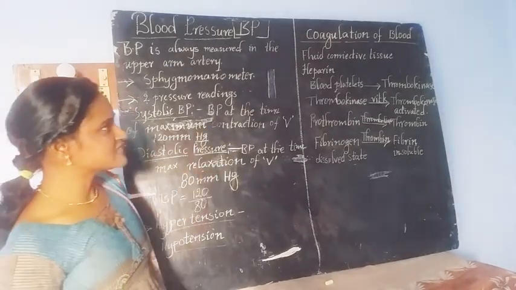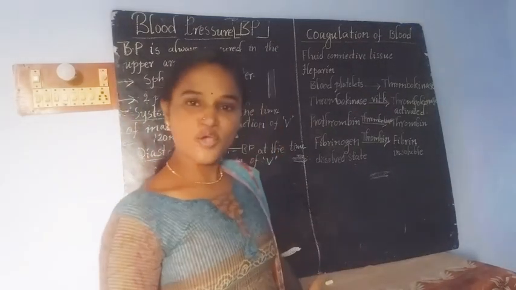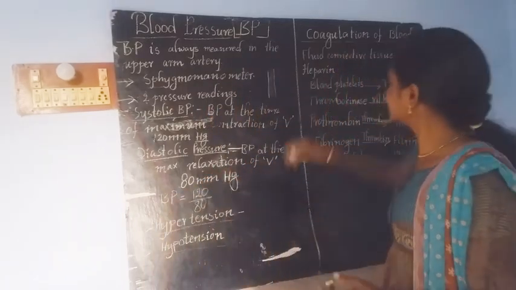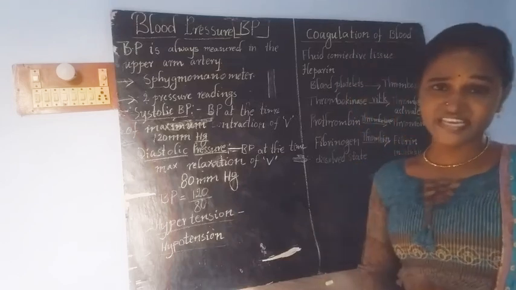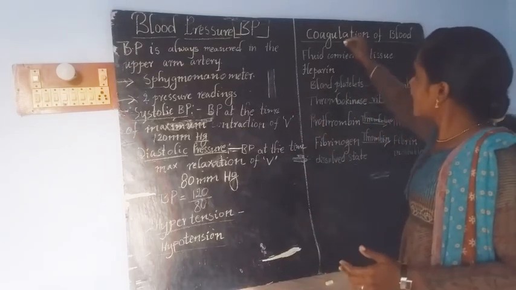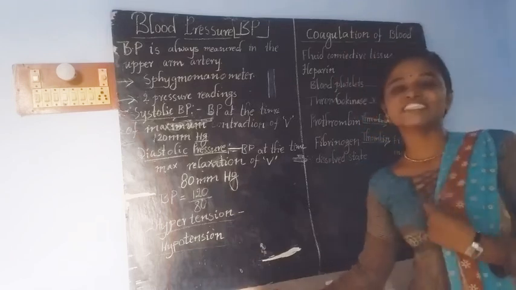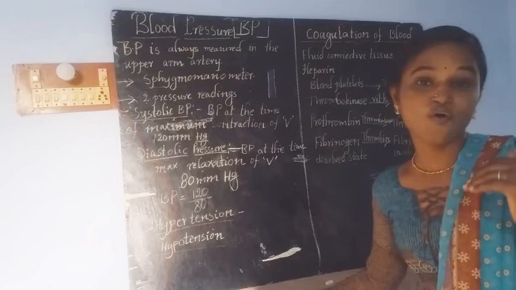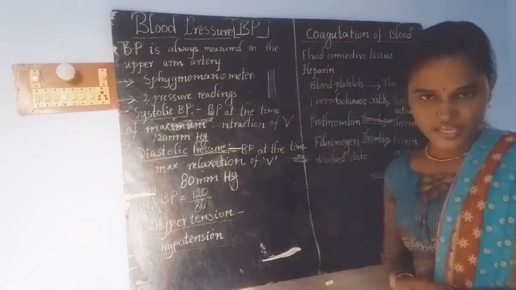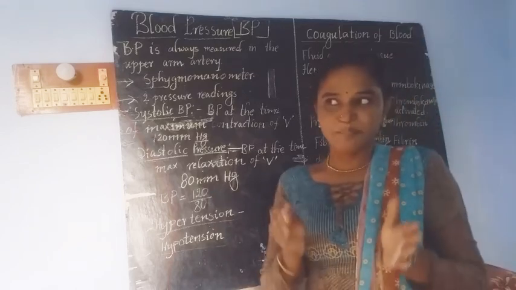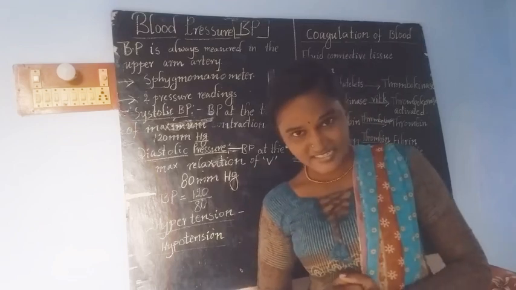Now it is time to discuss coagulation of blood. In your lower classes, did you hear about the term coagulation? What is meant by coagulation? Do you have any idea? Coagulation is nothing but clotting. Blood clotting is also called coagulation of blood. Then what is coagulation of blood? We all know that blood always appears in the form of a liquid. Is it right? Yes.